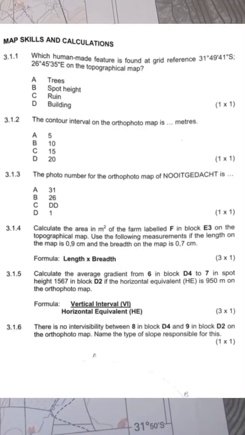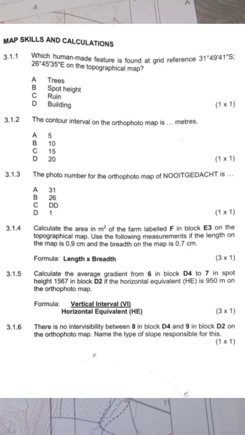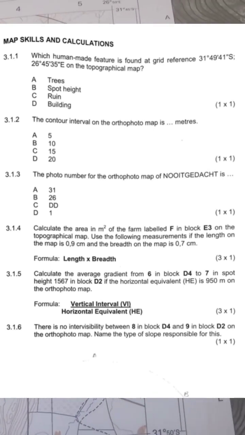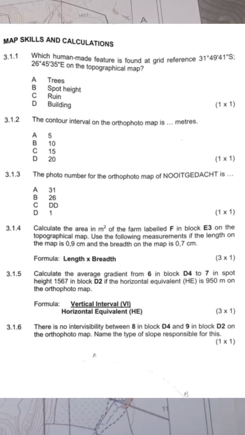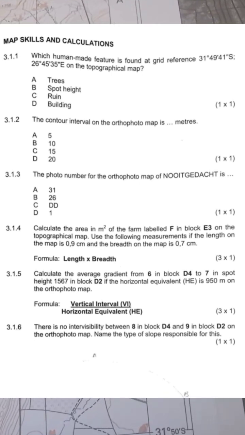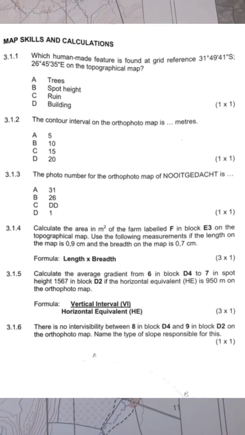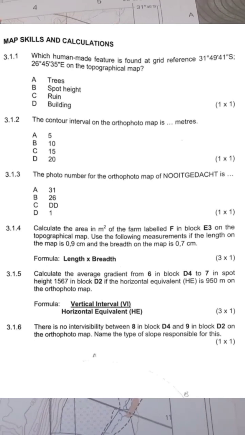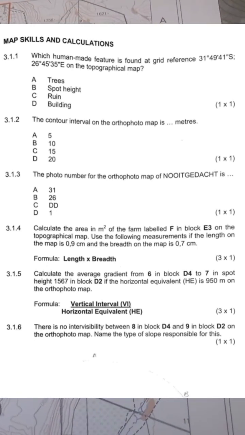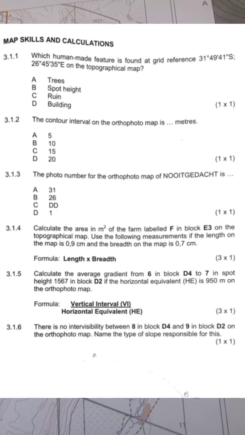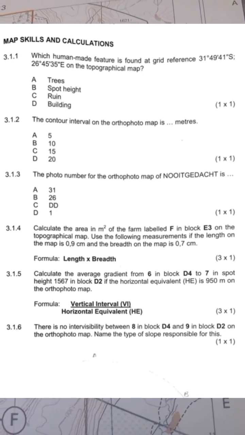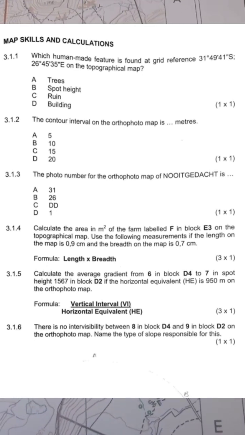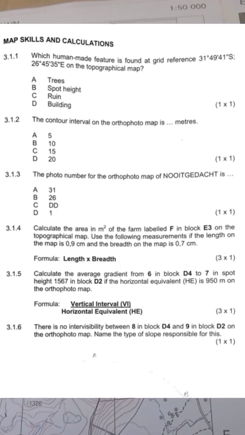All right, so let's begin with 3.1, beginning with 3.1.1, and then look at the other questions, of course. We know that 3.1 is based on map skills and calculations. This is the easiest part of the map work according to my knowledge, so I don't think this will be very difficult.